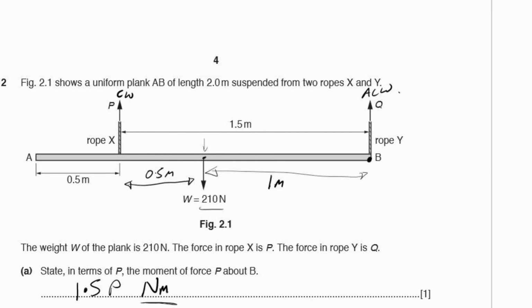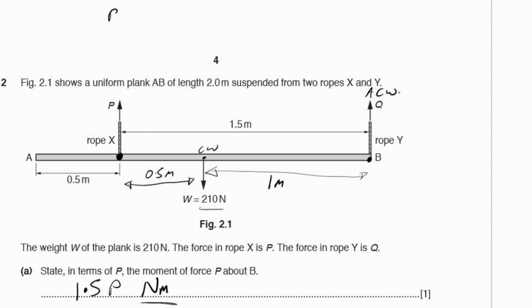There we go, let's just erase the mess that's there at the moment. If I take moments about this point P over here, then my force times distance, I've got my clockwise and my anti-clockwise. This is clockwise, this over here is anti-clockwise, and we're doing it about P. So let's look at the different bits involved.